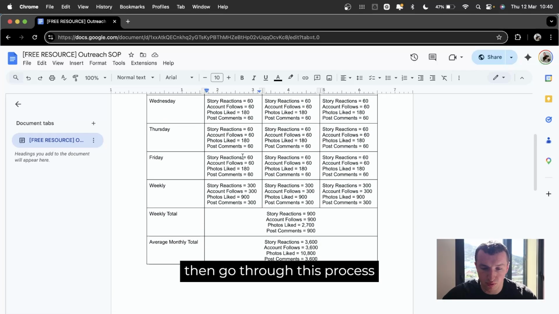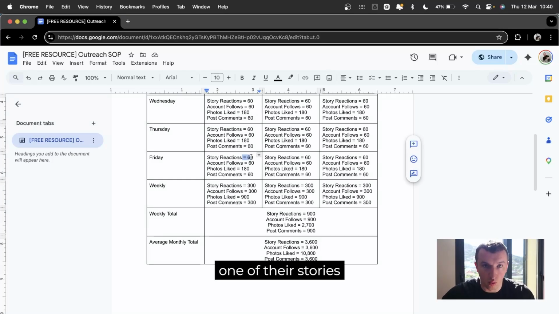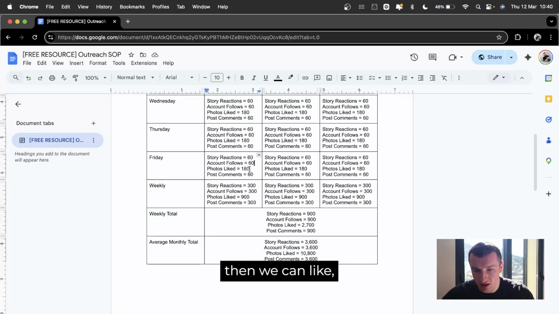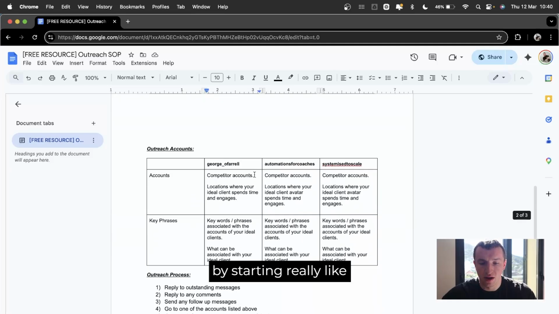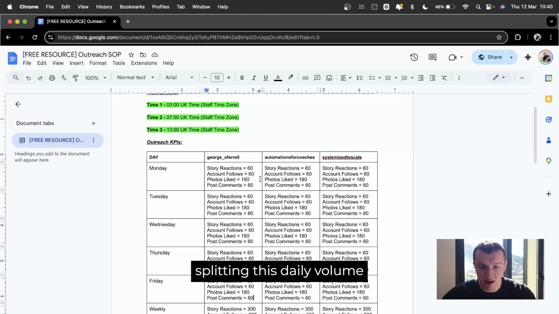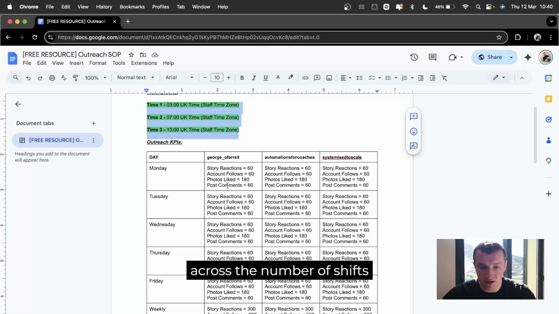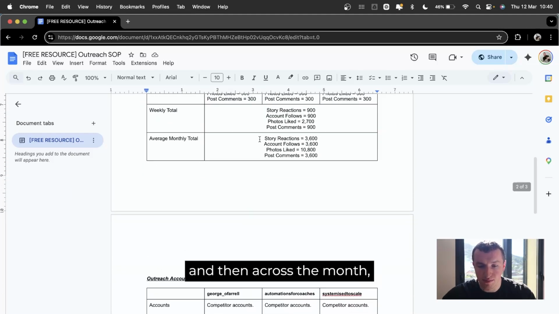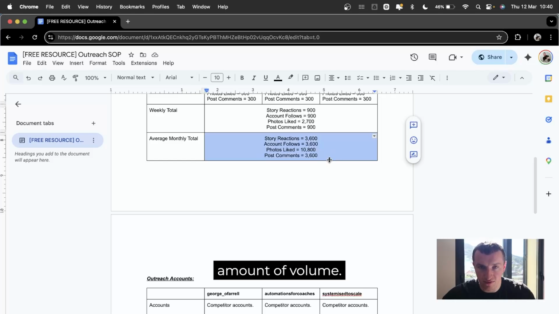We can then go through this process of reacting to one of their stories and then onto the next account. Then we can follow 60, then we can like, then we can comment. And a big thing, do not do this volume to start with. You need to gradually build it up by starting really low. We can then follow that process for the Georgia account, for the automations account, for the systemized scale account, splitting this daily volume across the number of shifts that we're doing. And then across the month, we hit all of this amount of volume.